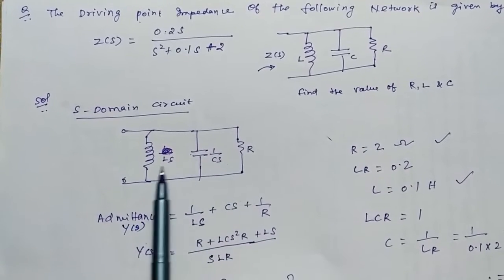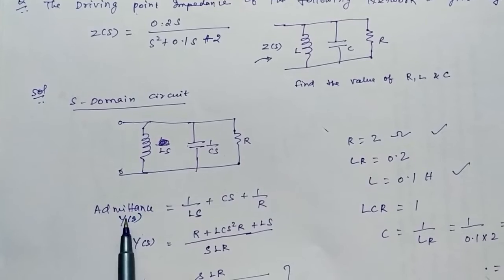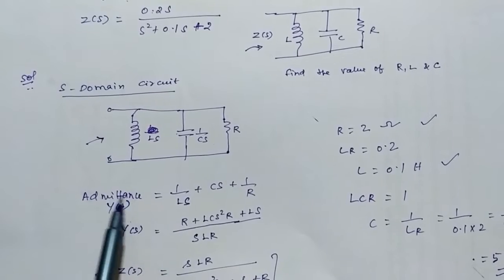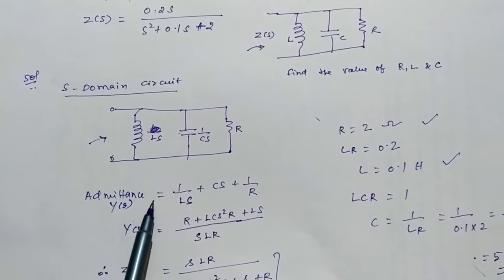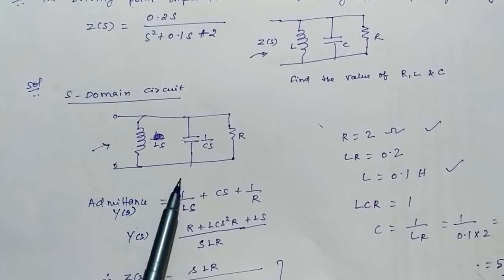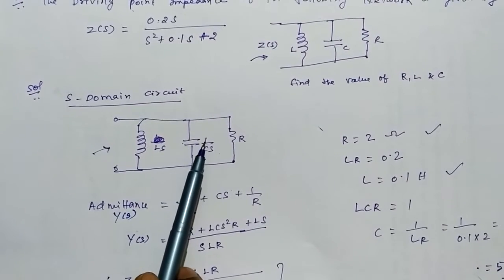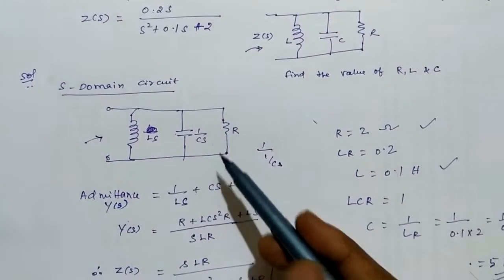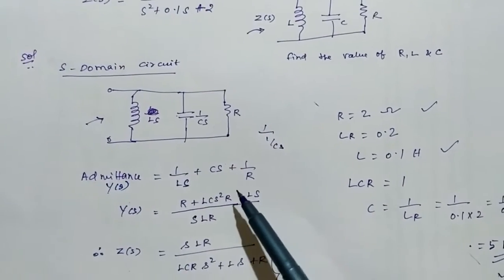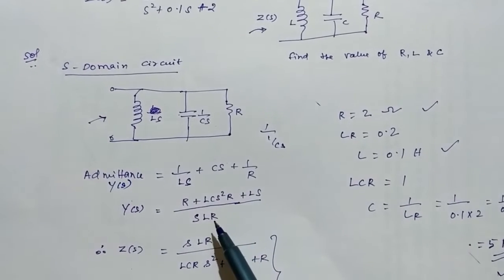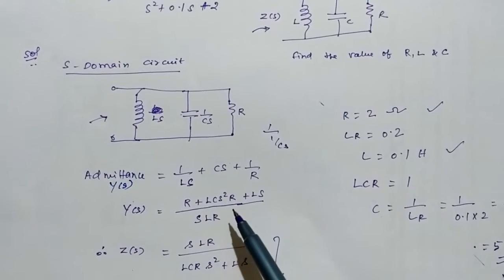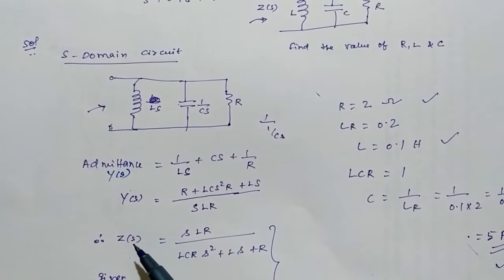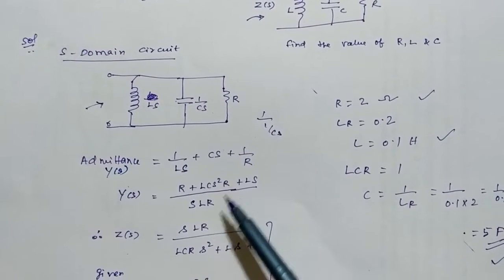Since all these elements are in parallel, we can directly write the admittance Y of S. For the admittance, the inductance is 1 by Ls, the capacitance is Cs, and the resistor is 1 by R. Taking the LCM and combining, we get Y of S equal to this. The impedance is nothing but 1 over the admittance, so we just take the inverse.